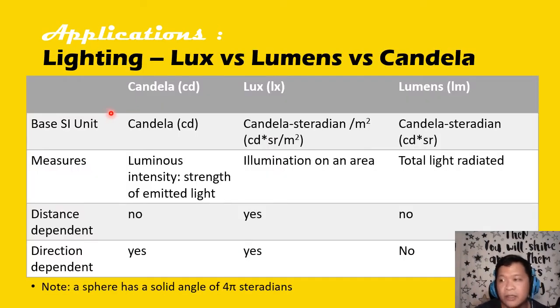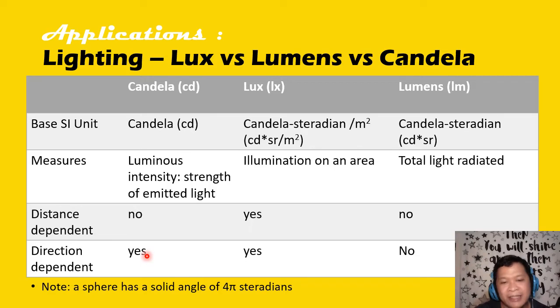Right, so if you recall, one of the base SI units that we have is the candela, which is a measure of the luminous intensity. However, when you're gonna buy a lighting fixture, you're likely to be presented with either the lux or lumens. So ano nga ba yung pagkakaiba ng mga to? So we start with candela, which is the strength of emitted light. It is direction dependent but not distance dependent. Think of it this way, okay? So if you have a laser pointer, that transmits light only in one direction. So parang if you're gonna look at it in pitch black, no?